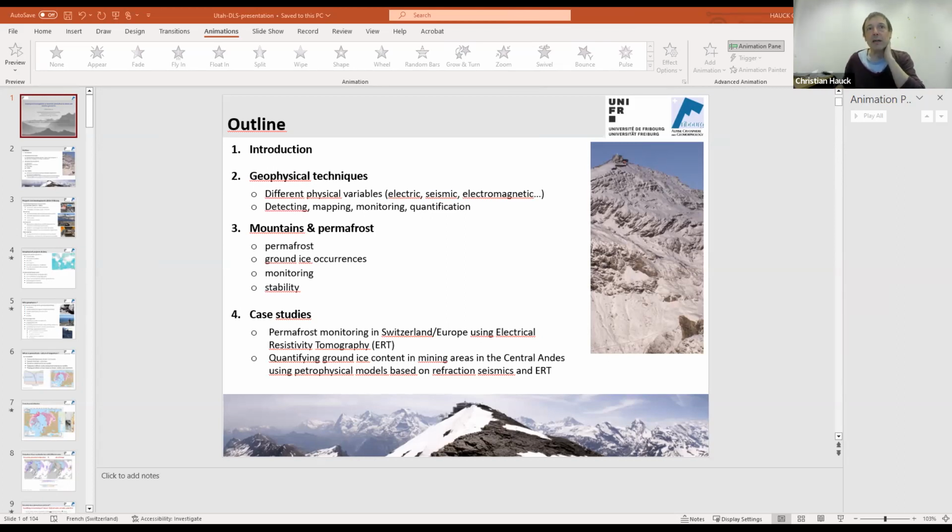Now, most of my examples will come from basically two case studies or two areas. One is in Europe, our field laboratory in the Swiss Alps, and also all along a gradient in Europe, mostly using electrical techniques. And then we had quite some applications over 5-6 years in the central Andes, where we used petrophysical models to quantify ice content, using also seismic techniques in addition.